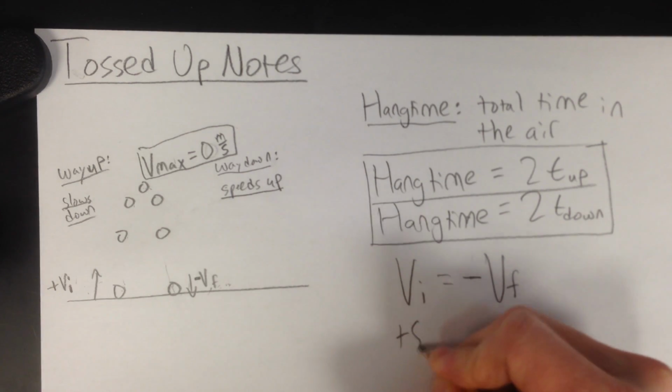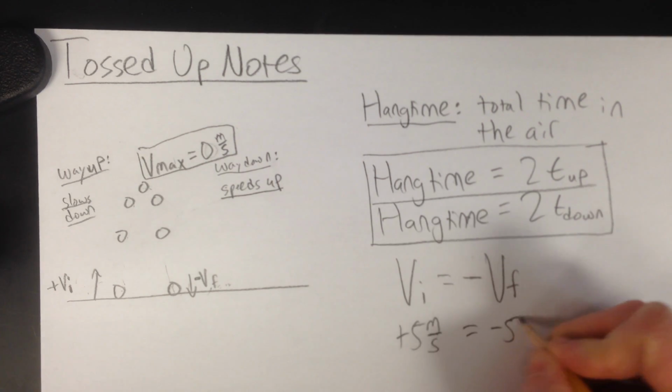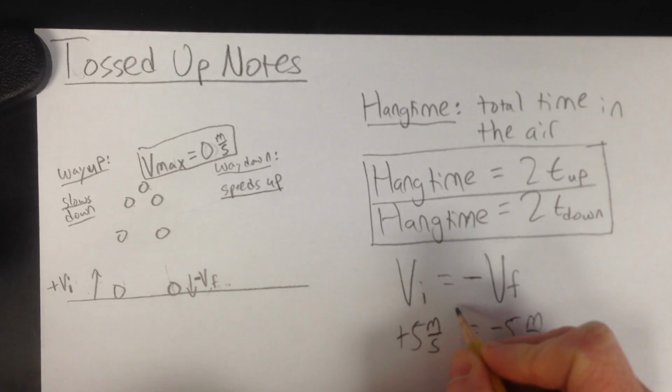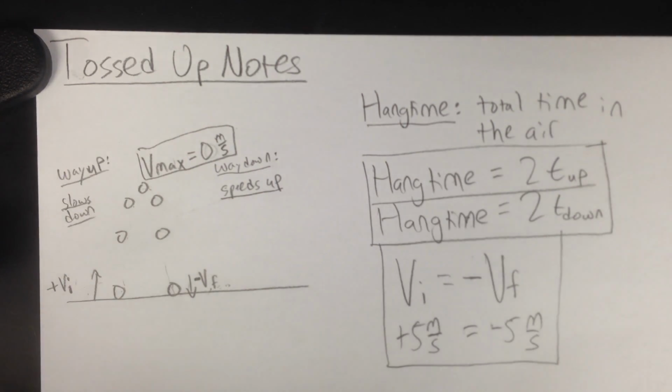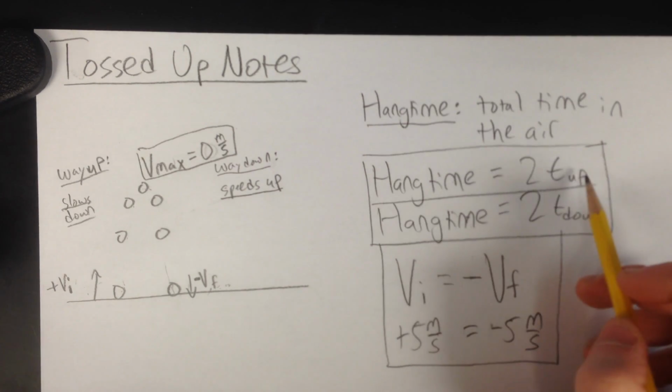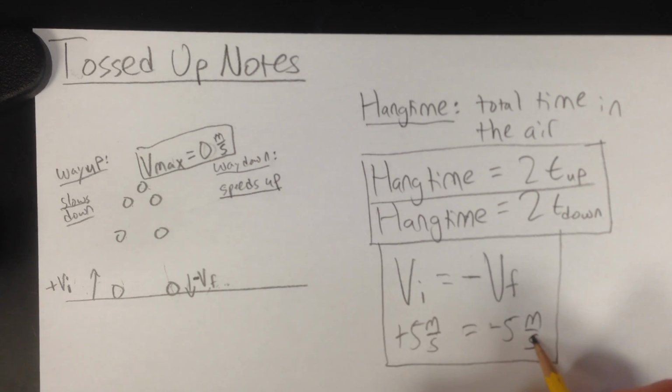So if it's launched up at positive 5 meters per second, then it'll hit the ground at negative 5 meters per second. There's a symmetry to objects launched straight up in the air, that time up equals time down, and if you double any of them, you get hang time. And that the speed you launch something at is the speed it hits the ground at.